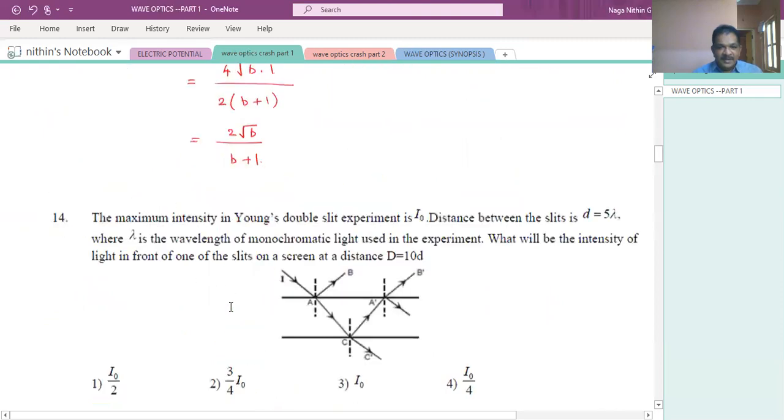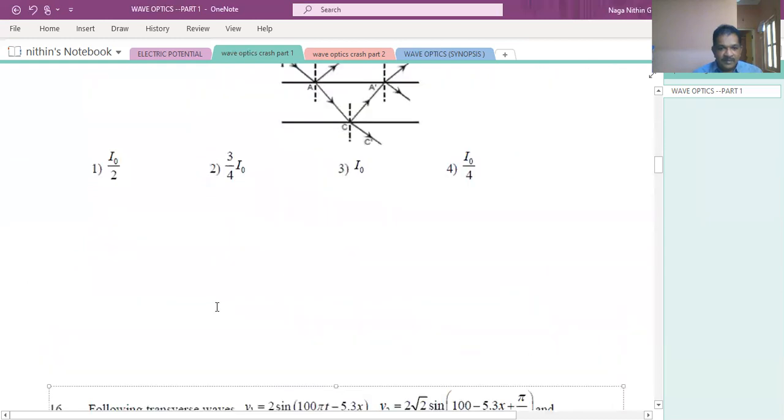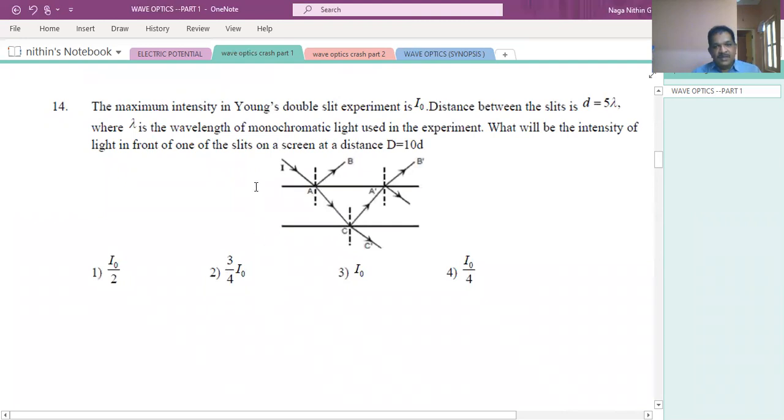Okay. See the next question. Here what they are asking is: maximum intensity in the Young's double slit experiment is I naught. The distance between the two slits is 5 lambda. Here two slits are there, and this distance value will be 5 lambda. Lambda is the wavelength of the light used. What will be the intensity of the light in front of one of the slits?